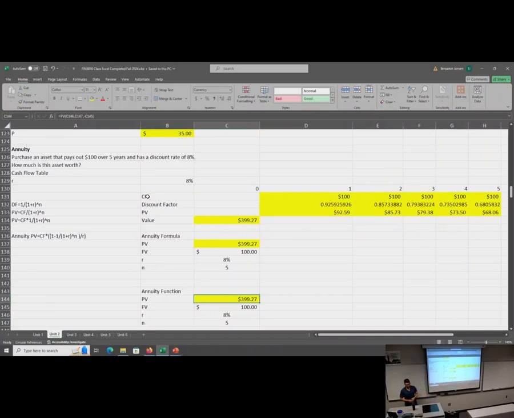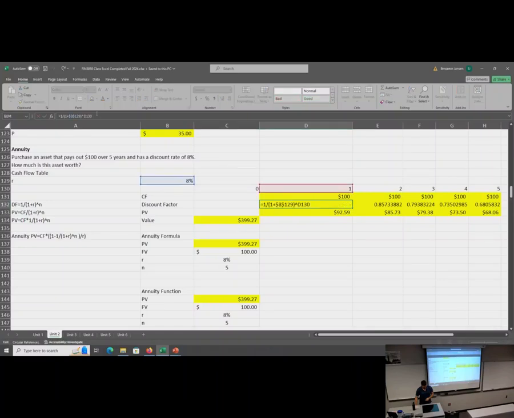Professor, can you go back to the discount factor part? Oh, yeah. It equals 1 divided by, open parenthesis, 1 plus the discount rate, or 8%, close parenthesis, raised to the year that it's in, in this case, 1. And I'm fixing the reference to that 8% because the discount rate isn't changing over time. Thank you. Can you go back to the annuity formula?